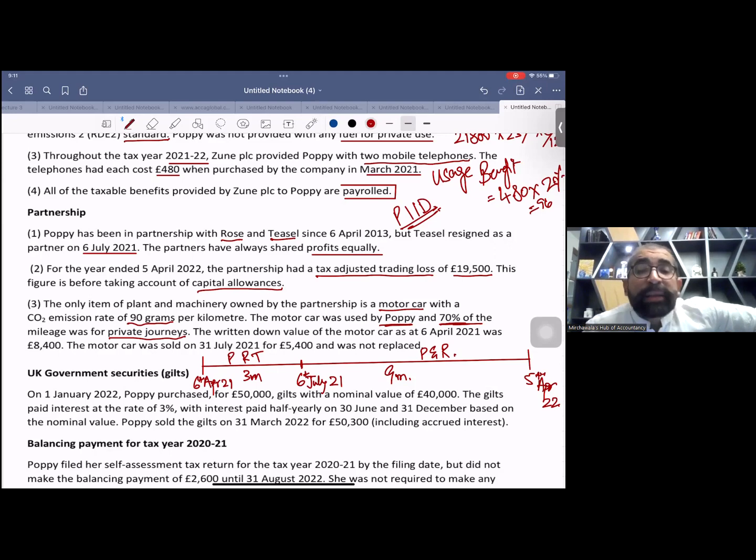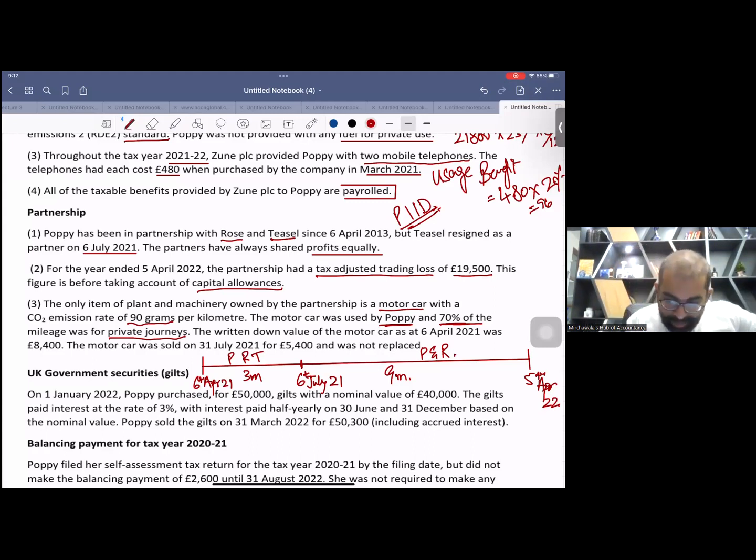And listen to me, privately used assets by an owner are always depooled. So it's a depooled asset. And whenever we sell a privately used asset, immediate balancing adjustment is done for the complete amount. Complete balancing allowance or balancing charge comes in.